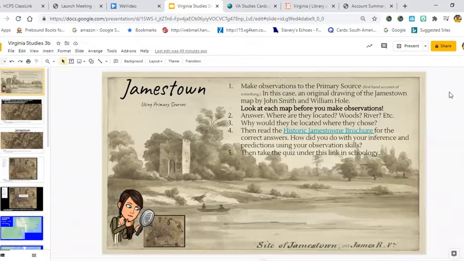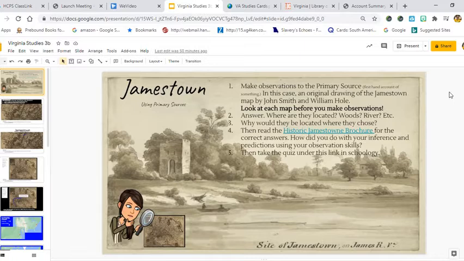This is how historians would figure out history. They would look at primary sources, maps, videos, diaries, letters, and try to piece together history of why things happened. So you're going to become a historian. You're going to make some observations looking at the maps.